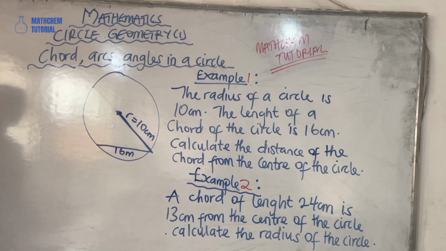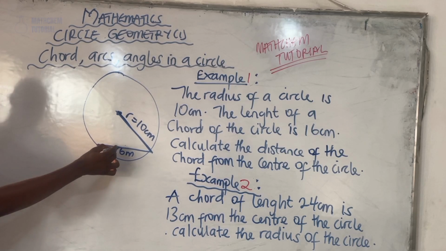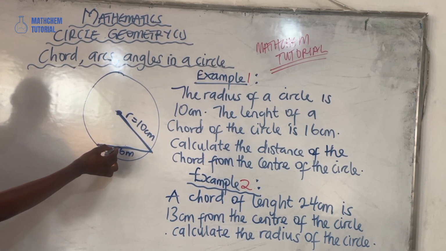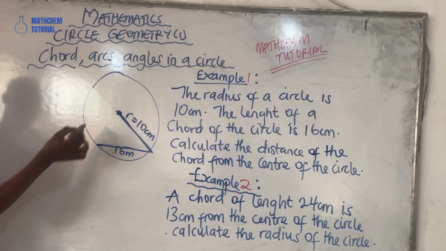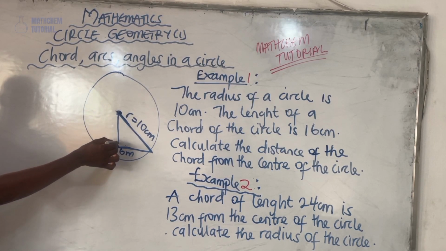Then the question says, calculate the distance of the chord from the center of the circle. This is the center of the circle. The distance of the chord, meaning from here to this place. So we have to calculate the distance from this place to this particular place.